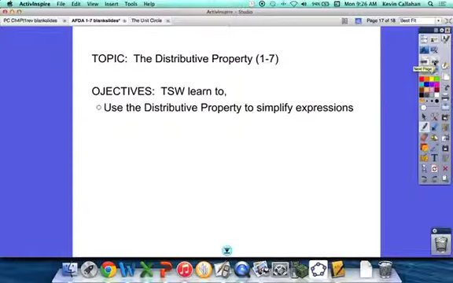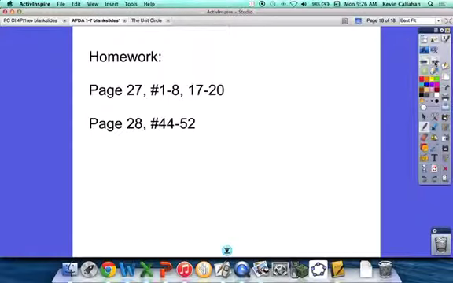So that's it. That's the distributive property, combining like terms.